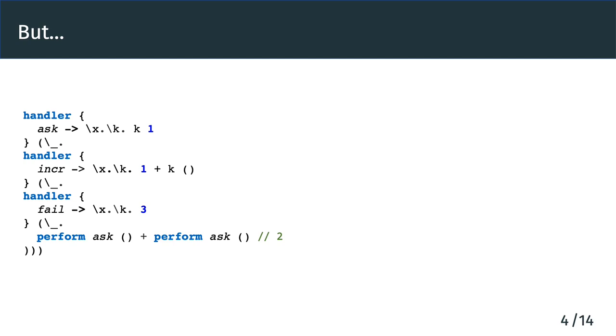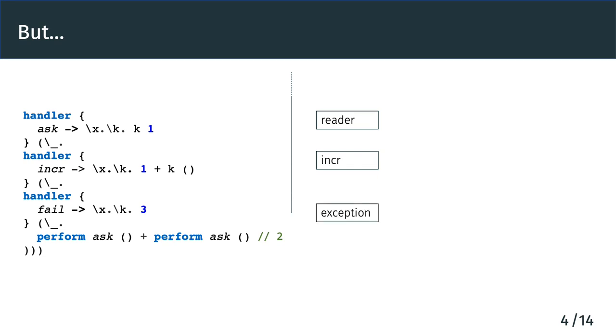Now, let's take a closer look at how this expression evaluates. We first evaluate the reader handler. Now, we need to remember that we have a reader handler available in the evaluation context, since later we may need to use the handler to handle certain operations. In a similar way, we evaluate the inc handler and the exception handler. We then hit the first ask, but we don't know how to handle it.